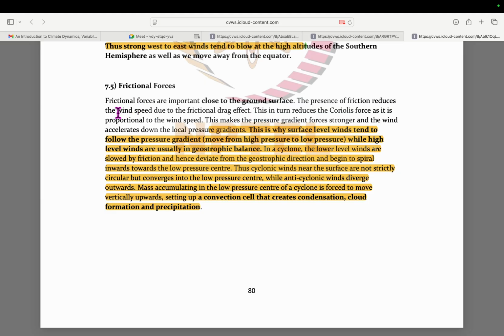Presence of friction reduces the wind speed due to frictional drag effect. This in turn reduces the Coriolis effect as it is proportional to the wind speed. This makes the pressure gradient forces stronger.